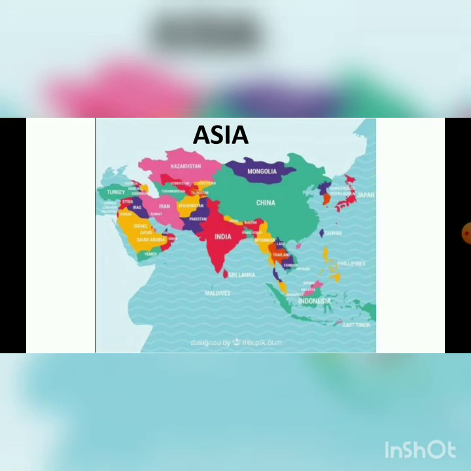Now this is the map of Asia. So you are having all these countries in Asia, that is India, China, Mongolia, Kazakhstan. Then you have Turkey, you have Iran, Pakistan. All these are the neighboring countries of India. All right. India is a part of Asia. Let us see the next map.